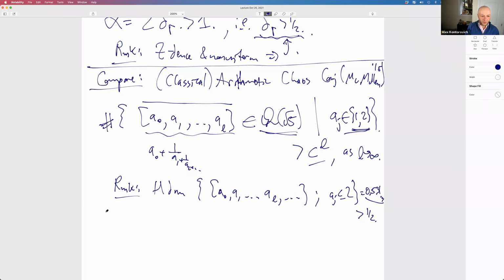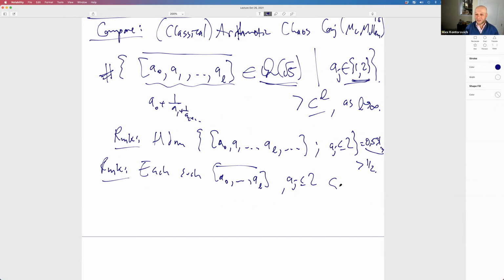Another remark is that each such number, again with the AJs bounded by something, doesn't have to be 2 but let's just call it 2 for definiteness, corresponds to a closed geodesic on the modular surface H mod SL2Z, which is low-lying.